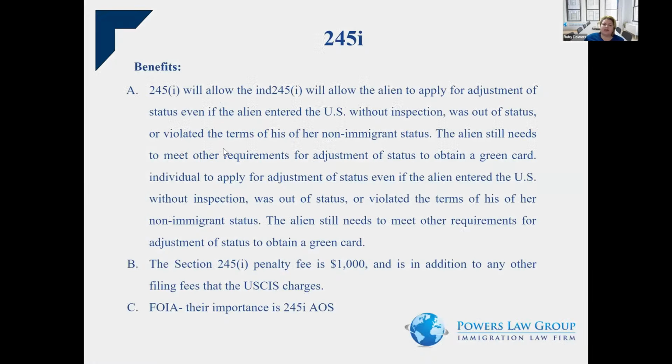So this will allow you to adjust even if you entered without inspection, or you were out of status, or you violated terms of your non-immigrant status. So this is really awesome because, for example, if you were grandfathered on a petition and then your sister petitioned for you and you're from Mexico and that takes like 20 years. Well, now the visa is available. You normally wouldn't be able to adjust if you overstayed your visa or overstayed your status in the country or worked illegally. But if you have this petition from a grandfathering, somebody petitioned for your mom or your dad or something, and then you have that visa petition available, then you could go ahead and adjust.